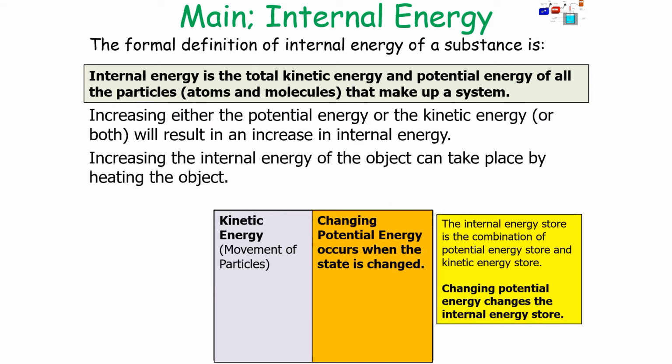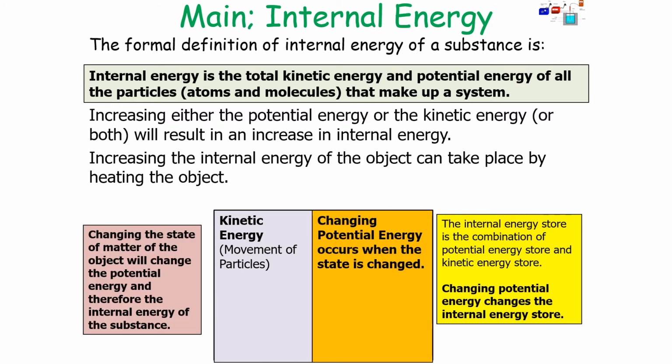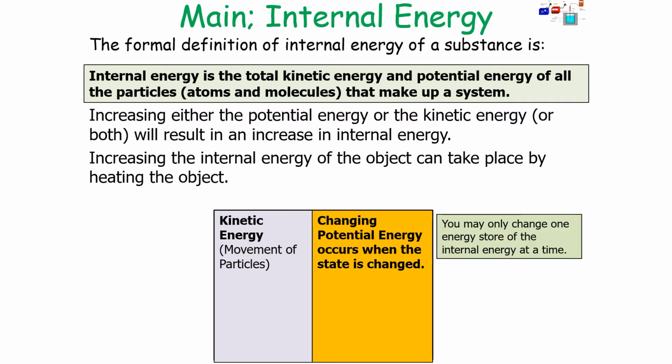Changing the potential energy store will also change the internal energy store, which occurs when the object changes state. So changing the state of matter of the object will change the potential energy and therefore the internal energy of the substance. Now, you may only change one energy store of internal energy at a time.